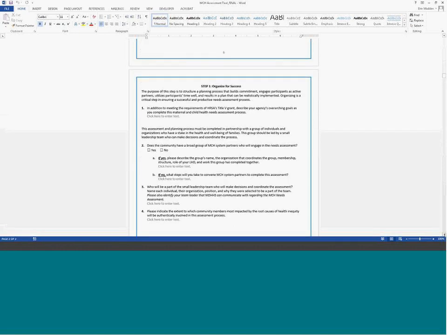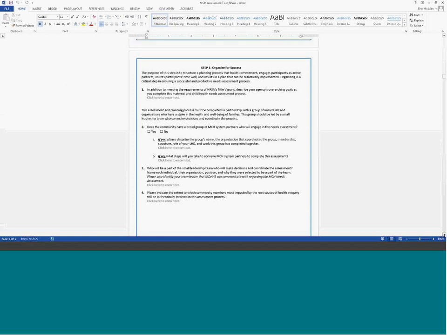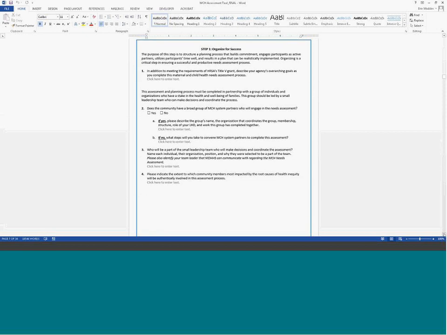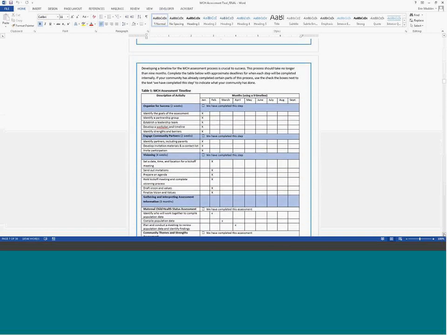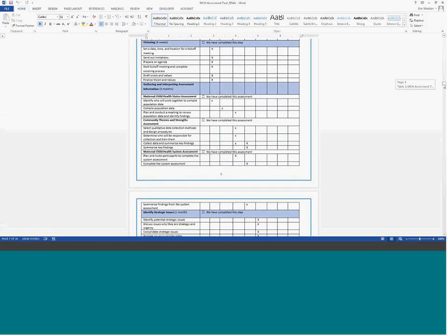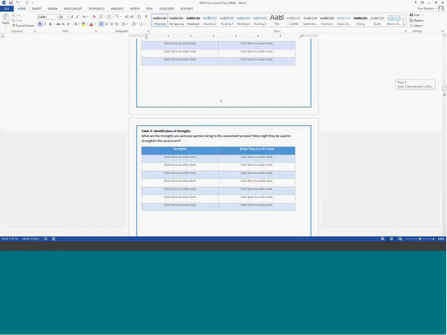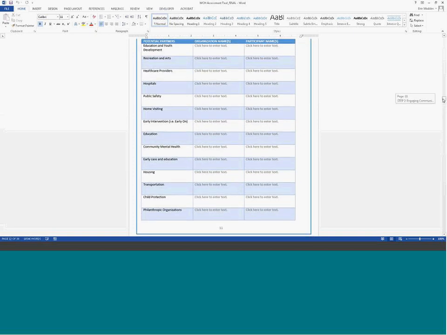The first part of the tool, where it says step 1, organize for success. In this part of the tool, you answered questions 1 through 4 that you can see on this page. You also filled out the first 4 tables. Timeline. That being the barriers, the third being the strengths, and the fourth being the partners.